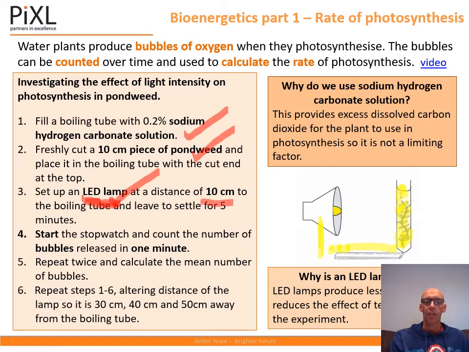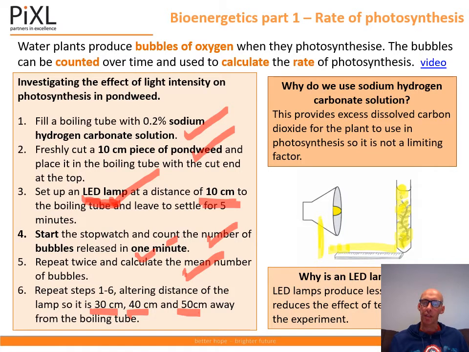Move it to a distance 10 centimeters away from the boiling tube, let it go for 5 minutes, start the stopwatch, count the number of bubbles, repeat it, take the average, and then do it again, but this time do it at different distances away, and then we can investigate does the distance the light is away, how bright the light is, affect the rate of photosynthesis.